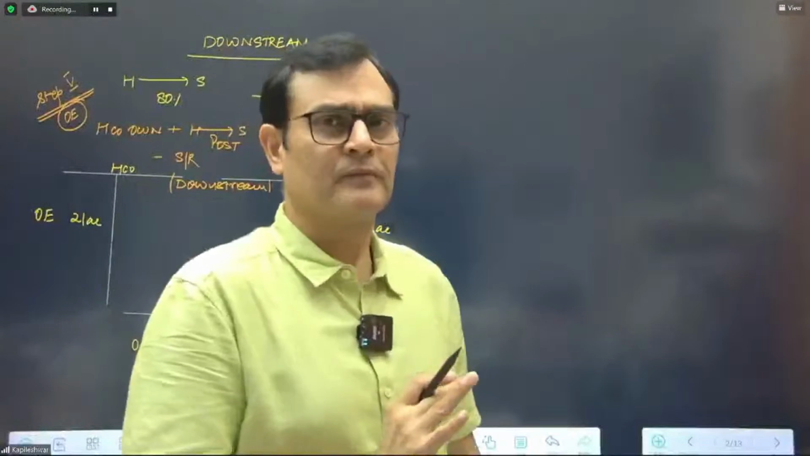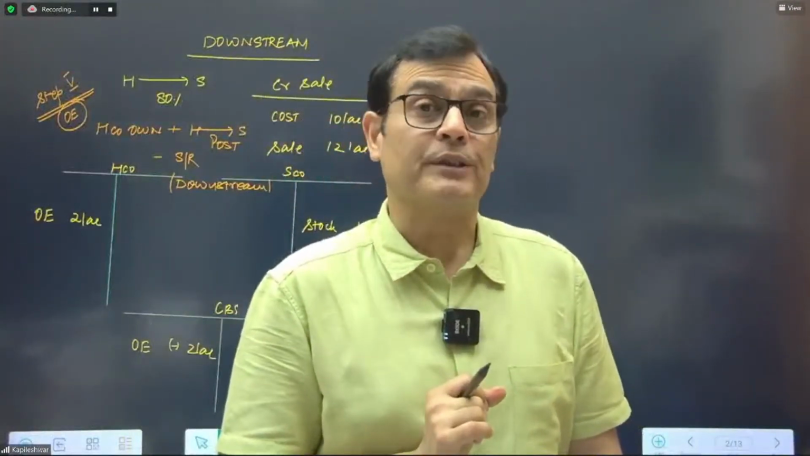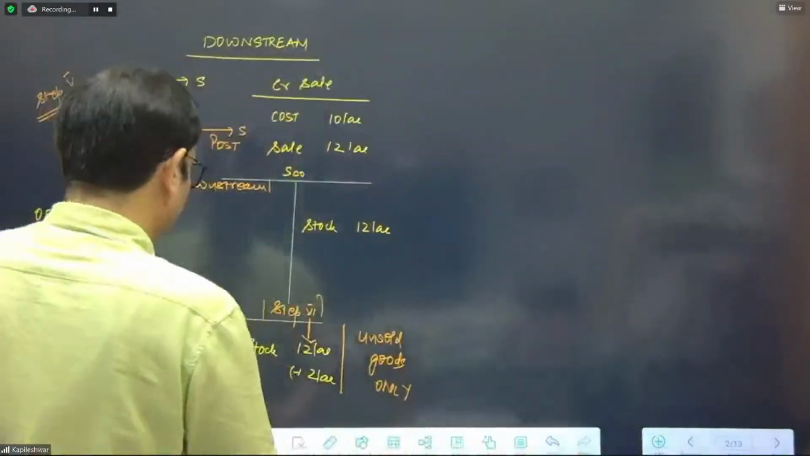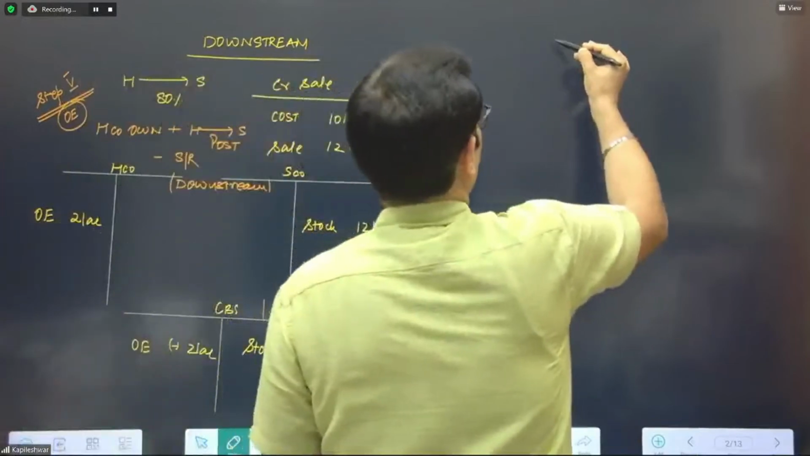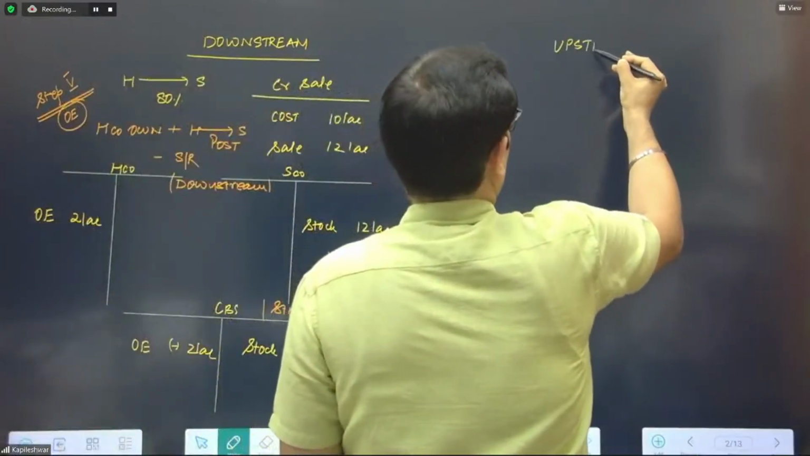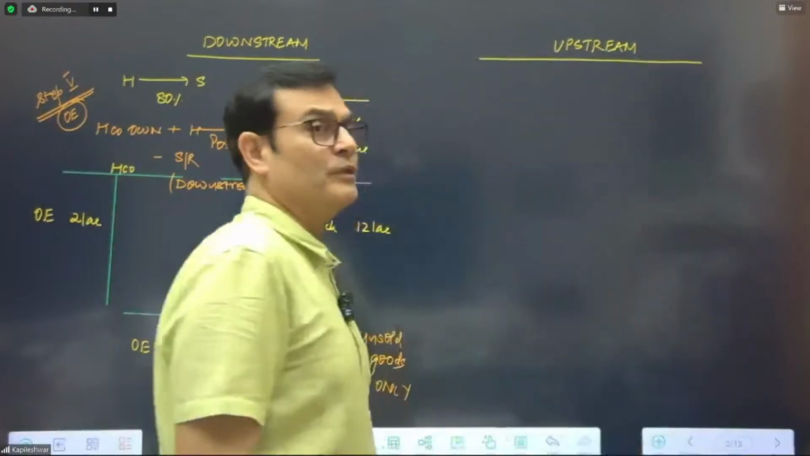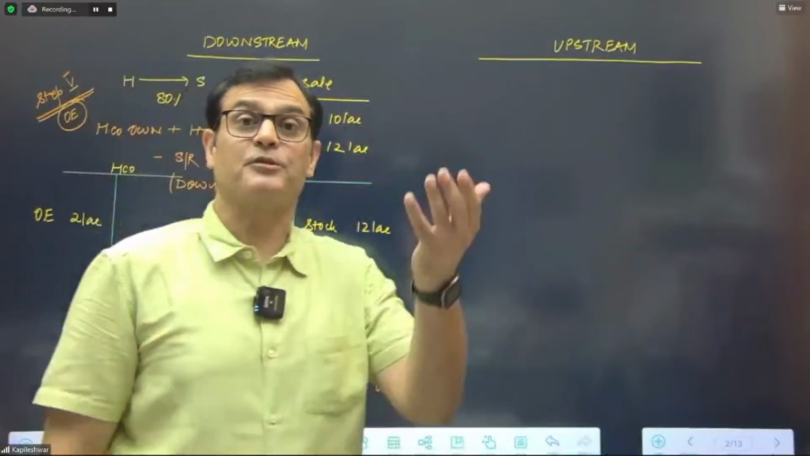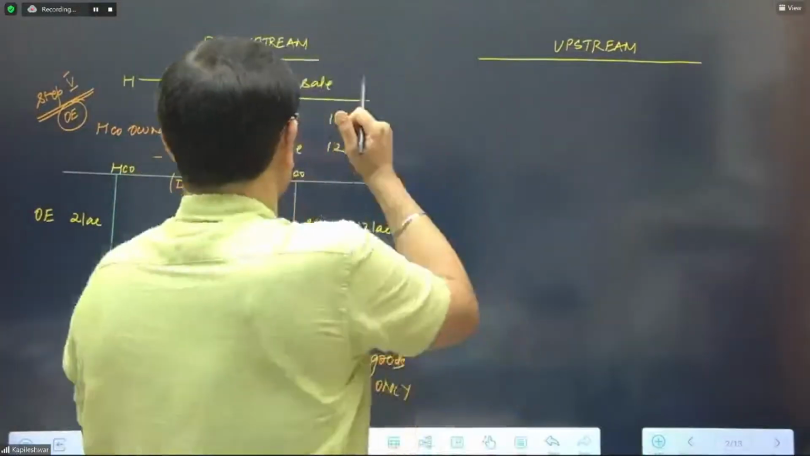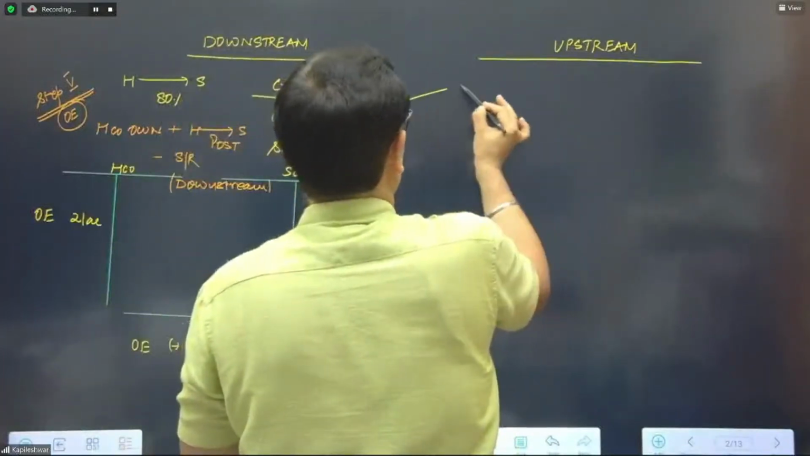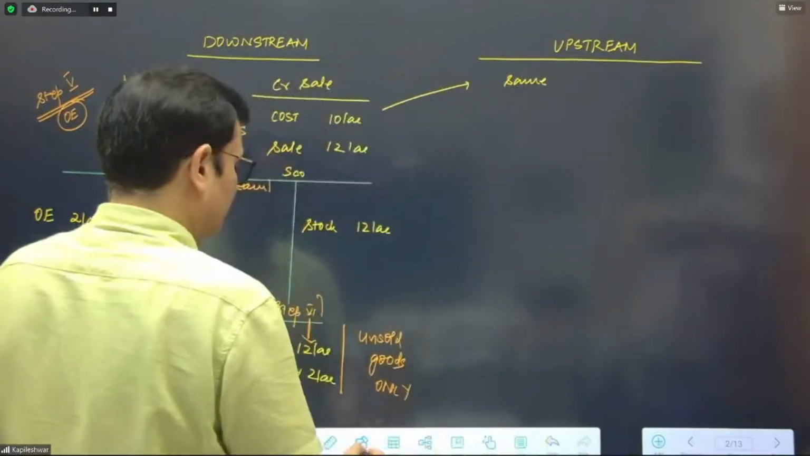Simple and straight. Now let's have a look at, if it was an upstream transaction, then what is going to be the accounting treatment. So if it is an upstream transaction, then in this particular case, we know that it is a sale by the subsidiary to the parent company. So let's consider the same transaction in this case, and let's consider the balance sheet of the parent and the subsidiary.